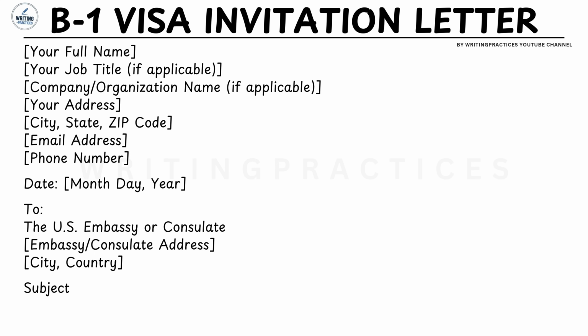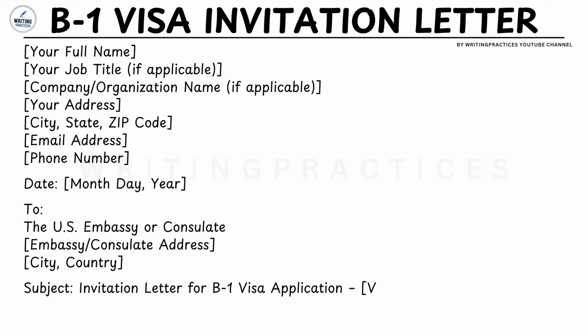Subject line, purpose of the letter. Next up is the subject line. This tells the visa officer exactly what the letter is about. Subject: Invitation letter for B-1 visa application, visitor's full name. This helps the official quickly understand what the letter pertains to, which is essential in a setting where they review many applications each day. Keeping it brief and descriptive helps guide their attention to the purpose right away.